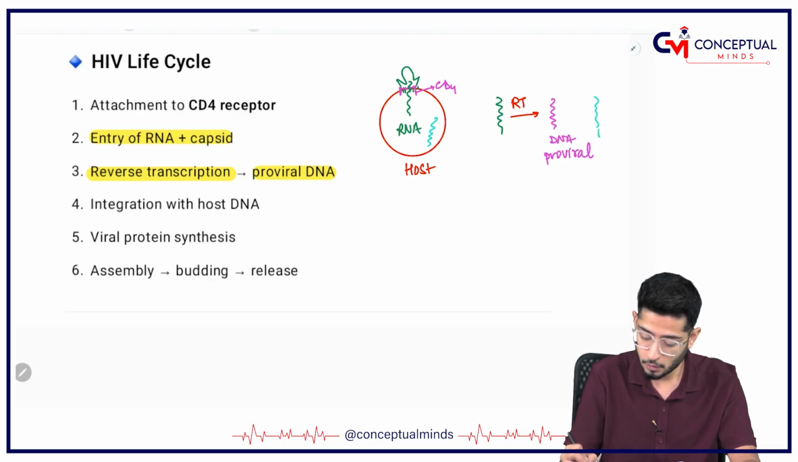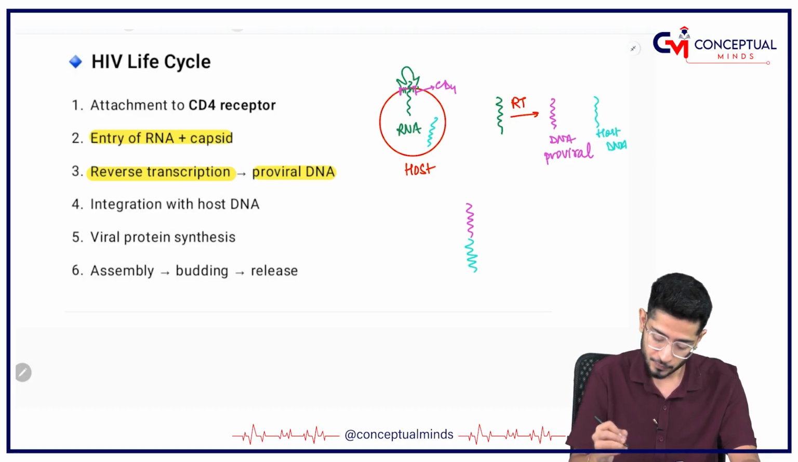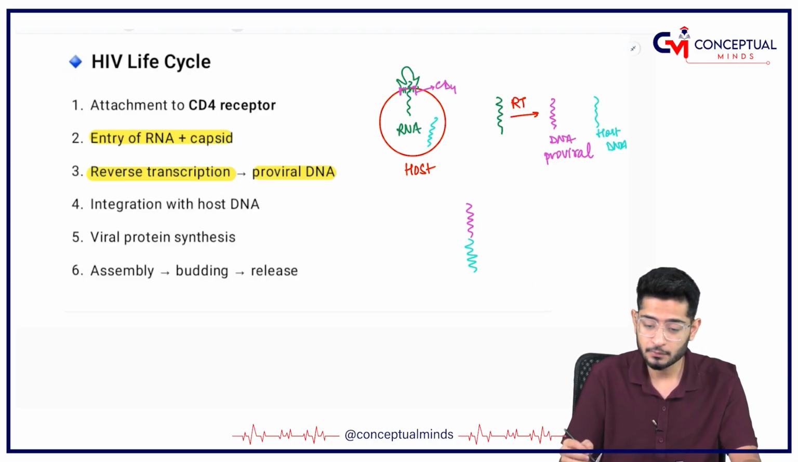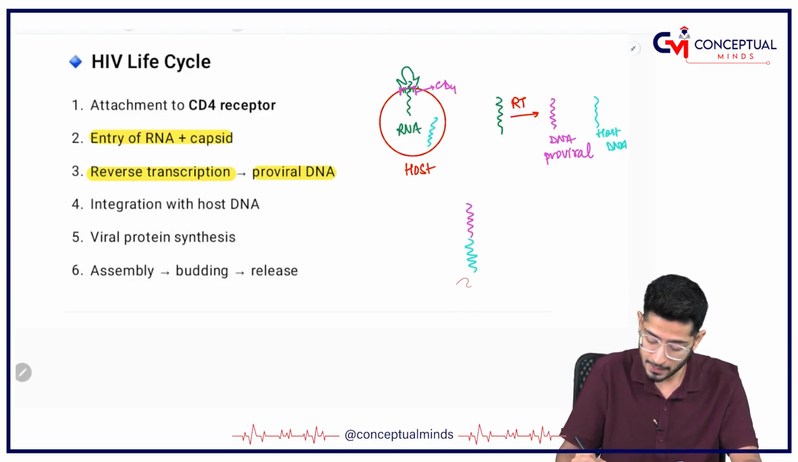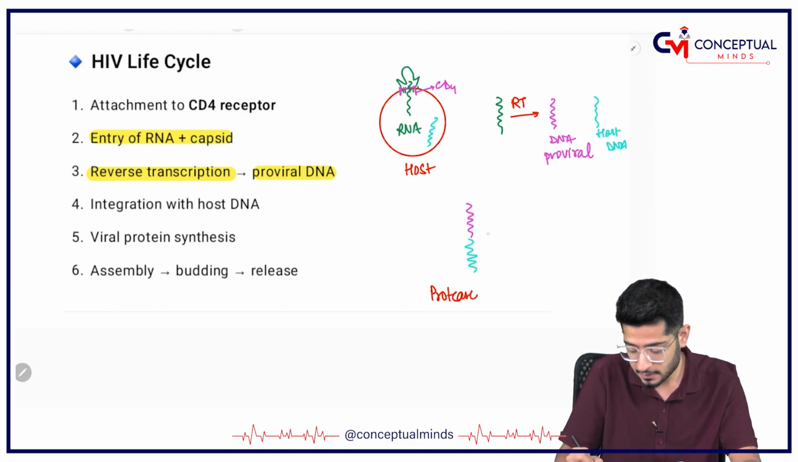Now, this proviral DNA is going to integrate with the DNA of the host. So, this is the host DNA. What is going to happen? The proviral DNA is going to get integrated with the host DNA. And then once it is integrated, what is going to happen? Now, there will be protein synthesis with the help of enzyme protease. So protease will lead to the synthesis of protein.